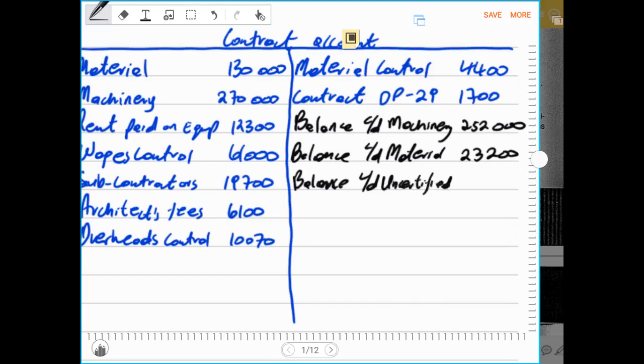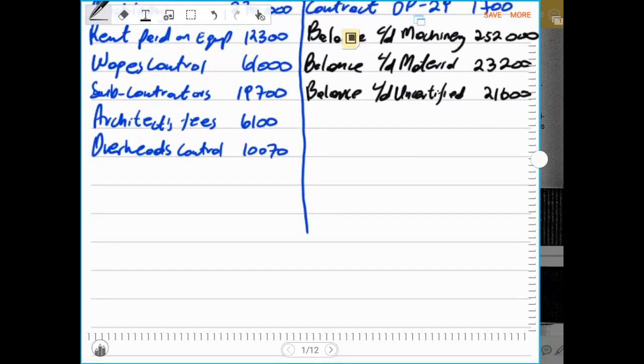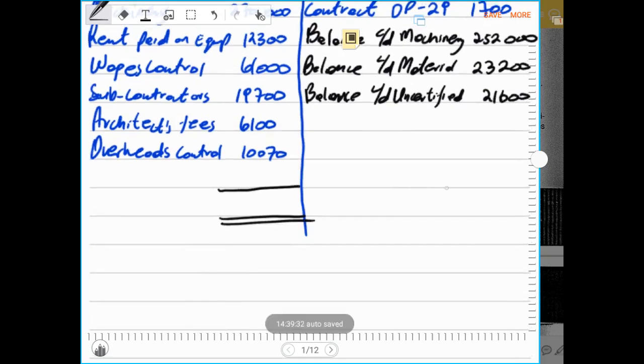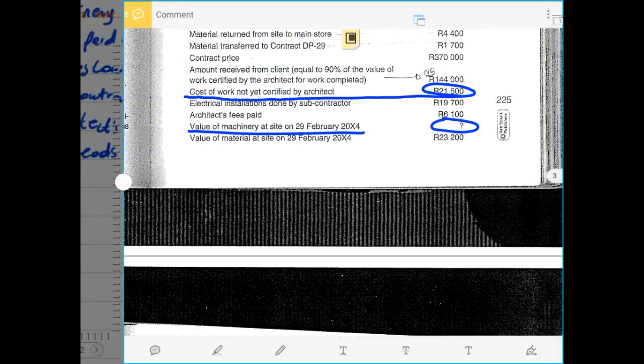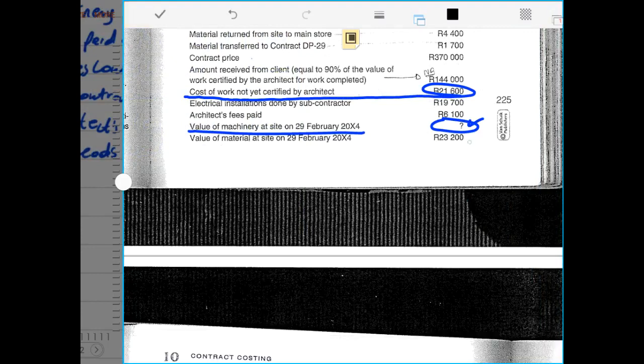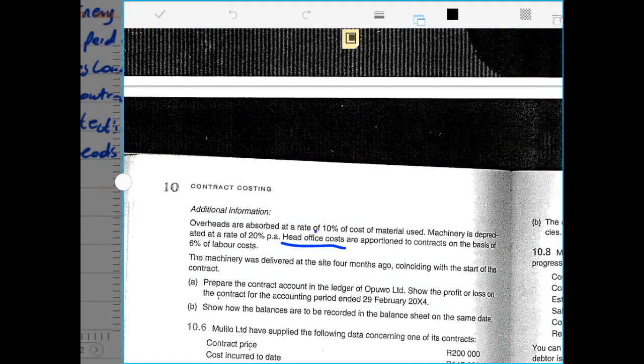Uncertified work. The work not certified is 21,600 rands. Then we can draw the line to balance this if we have recorded all the expenses that were necessary. We still have to check if there are any expenses that are still left. We have done this, and we have recorded the 10%, recorded the carrying amount based on the depreciation.